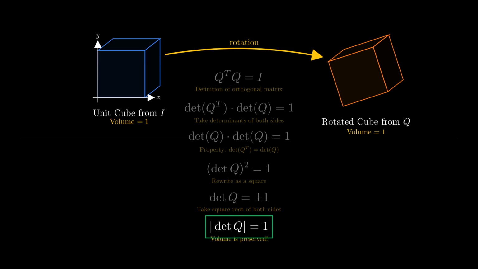Volume is preserved. A determinant of plus 1 means the rotation keeps the right-hand orientation. A determinant of minus 1 means it flips to left-handed, and that's a reflection.